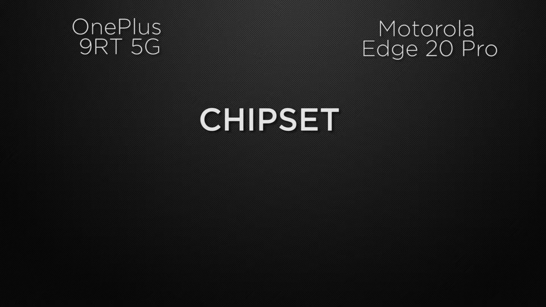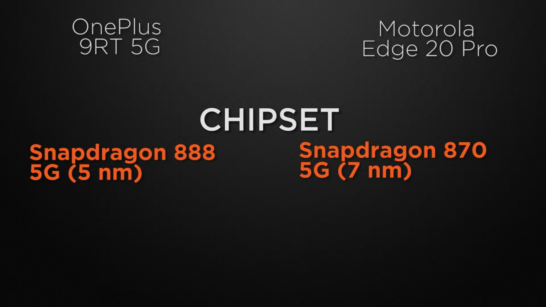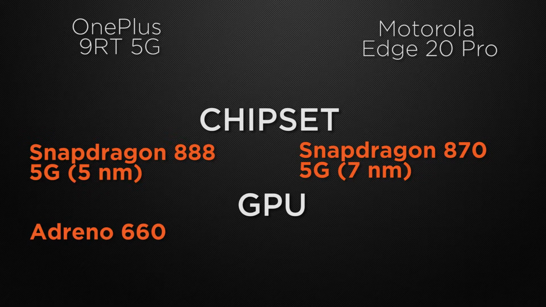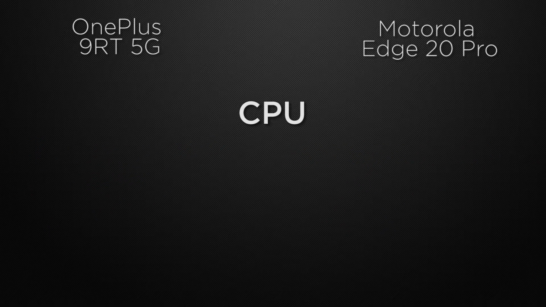Let's talk about the processor of the devices. 9RT is powered by Snapdragon 888 5G based on a 6nm processor, whereas 20 Pro is powered by Snapdragon 870 5G based on a 7nm processor. So the winner here is 9RT because it has a newer generation processor which can give you faster processing speed. And about the GPU of the devices, 9RT is packed with Adreno 660 whereas 20 Pro is packed with Adreno 650. So the winner here is 9RT because it has a newer generation GPU which can give you the best gaming experience.